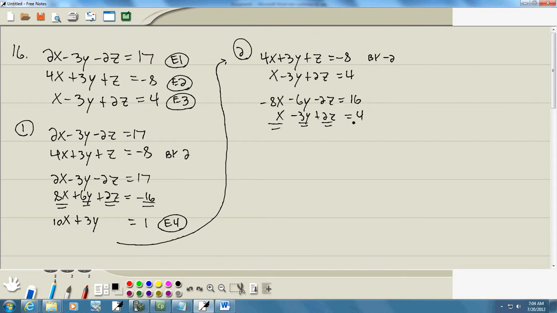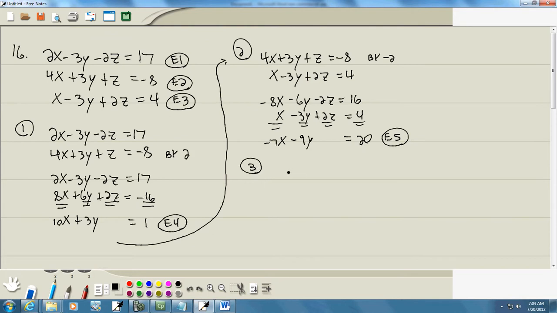And now we add those together. Negative 8x plus x gives us negative 7x. Negative 6y minus 3y is negative 9y. Negative 2z plus 2z drops away. And then 16 plus 4 gives us 20. And this is going to be equation 5.